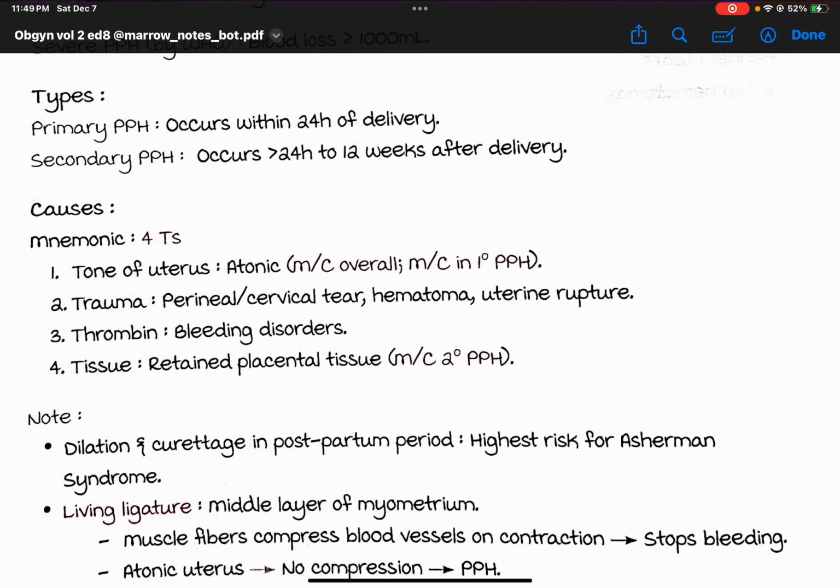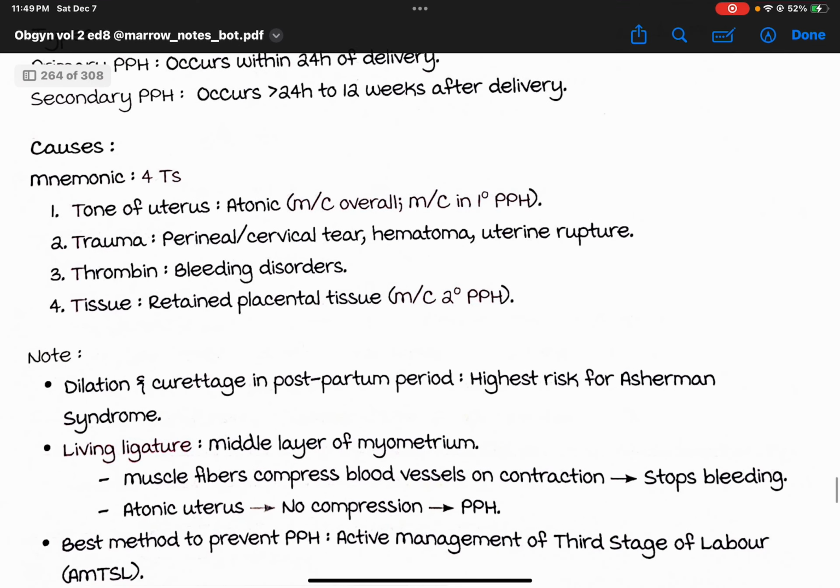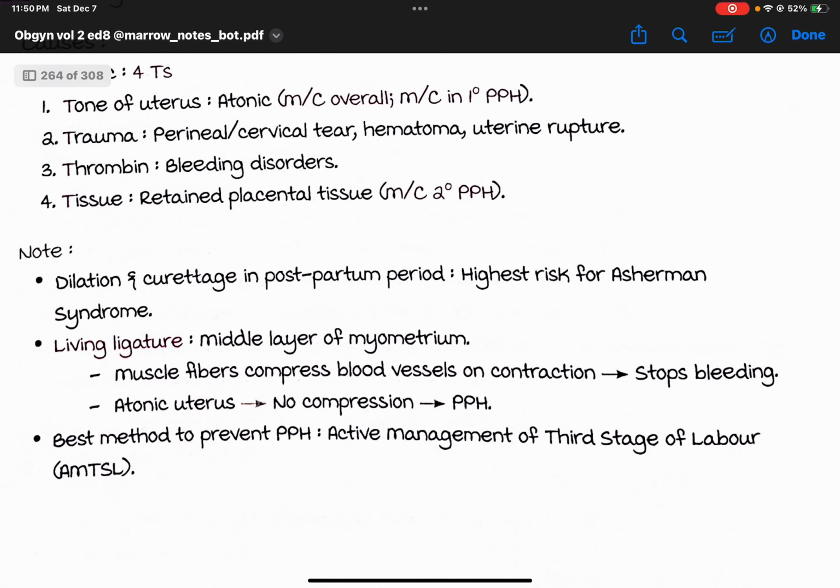Causes, by mnemonic: Tone of the uterus, that is atonic, is the most common overall and the most common in primary postpartum hemorrhage. Trauma: perineal and cervical tear, hematoma, uterine rupture, all come under trauma. Thrombin: bleeding disorders. Tissue: retained placental tissue, most common in secondary postpartum hemorrhage. So the most common cause in primary postpartum hemorrhage is atonic uterus, and in secondary postpartum hemorrhage it is retained tissue of placenta.